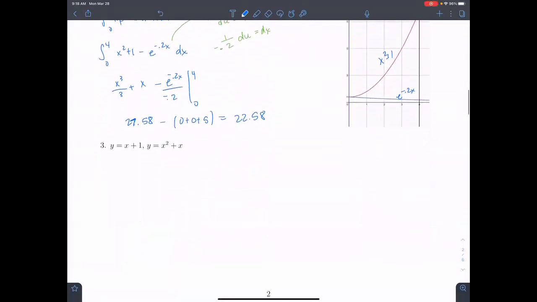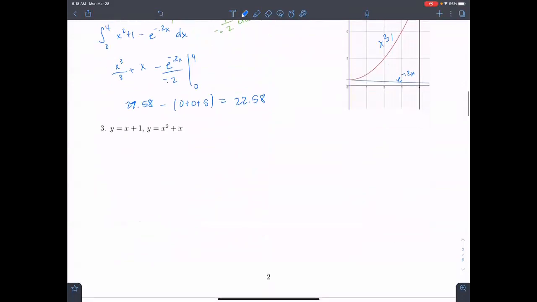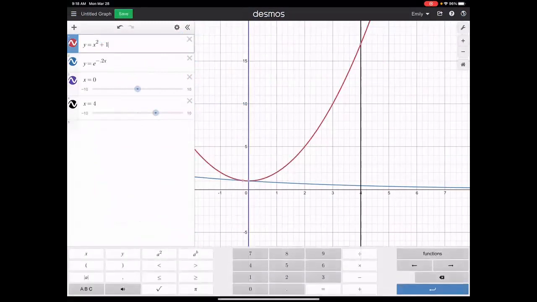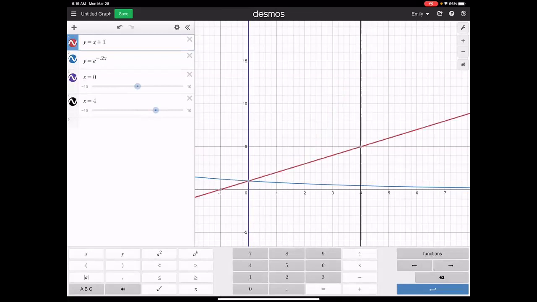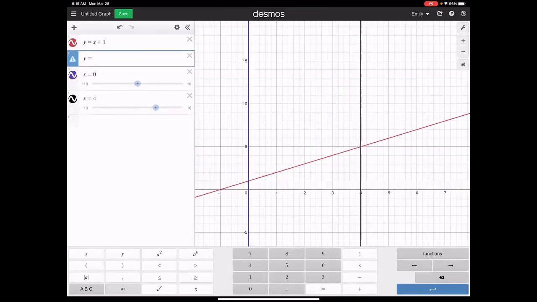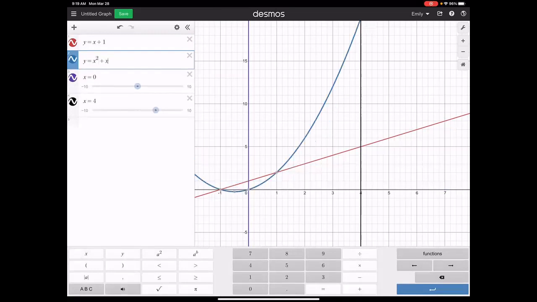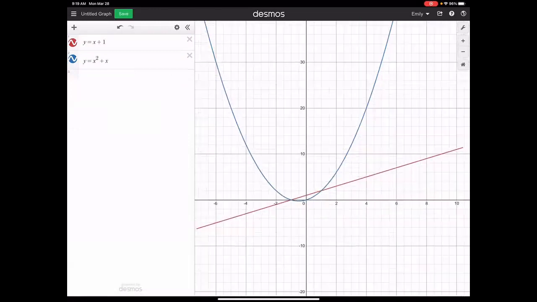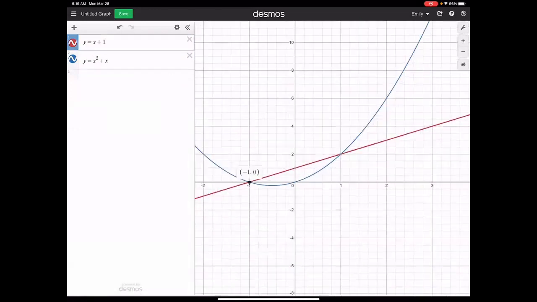Okay. Another example, we have x plus 1 and x squared plus x. No intervals here. x plus 1 and x squared plus x. So we're going to look for intersections, because we're looking for the area trapped between the curves. So we just want to look for where that happens. We're going to get rid of all that stuff. So if you can see here, the area between these two curves is in this interval from x equals negative 1 to 1.